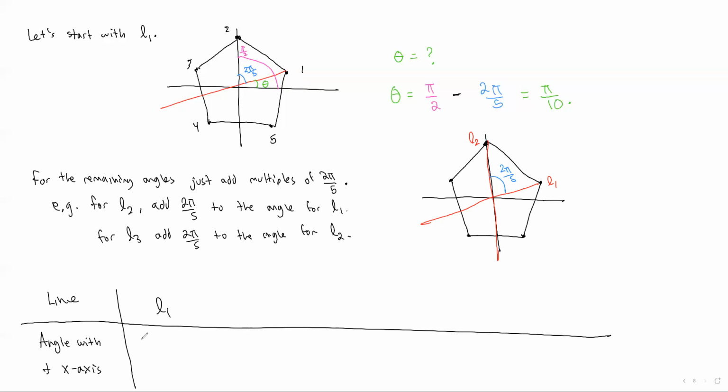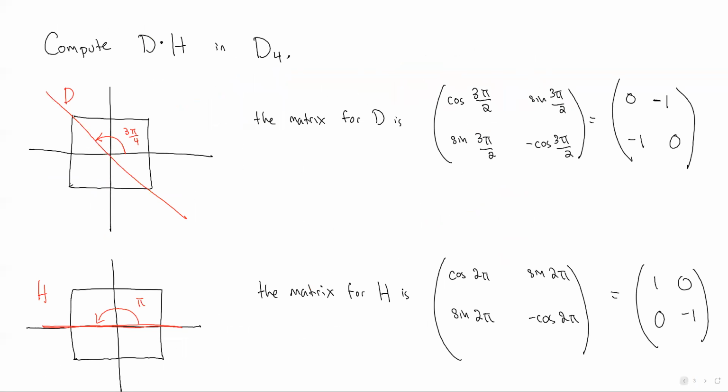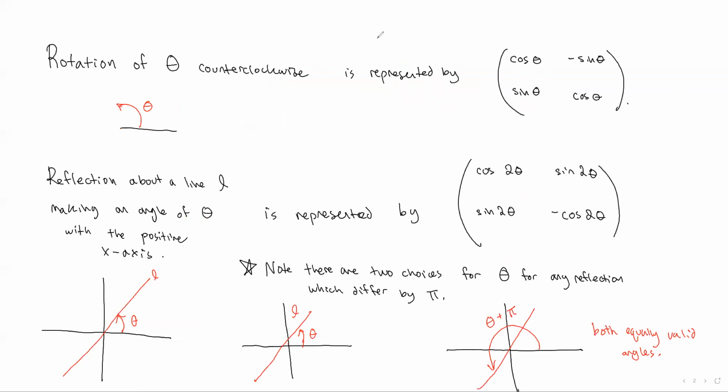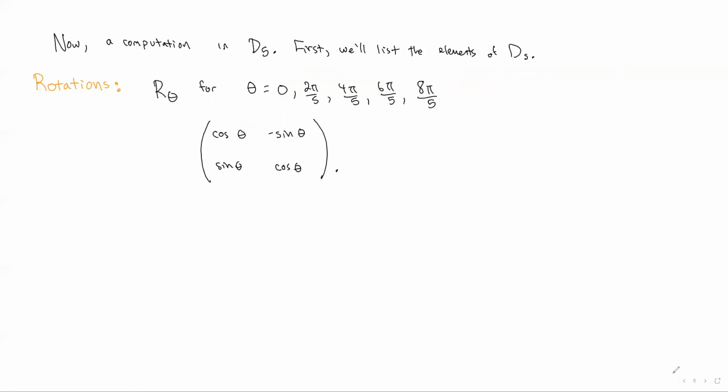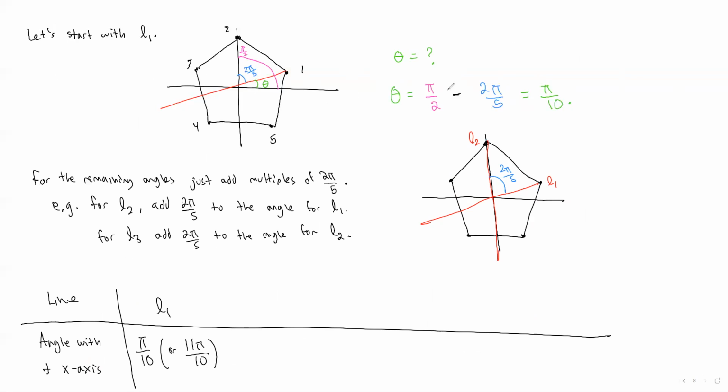So for L1, we already found the angle, it's pi over 10. And recall that you can also add pi and you'll get a valid angle. So here, in this discussion on the bottom, there's two choices of an angle for every line. For L2, we add 2 pi over 5. So it's pi over 2 or 3 pi over 2.